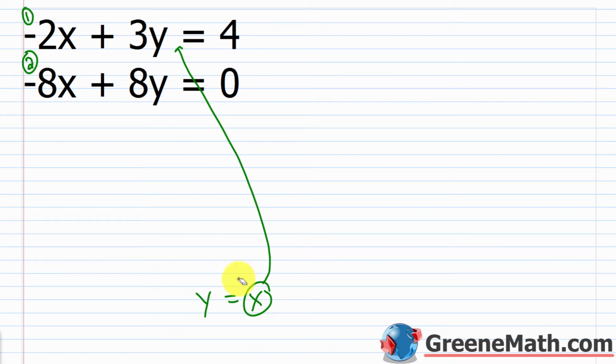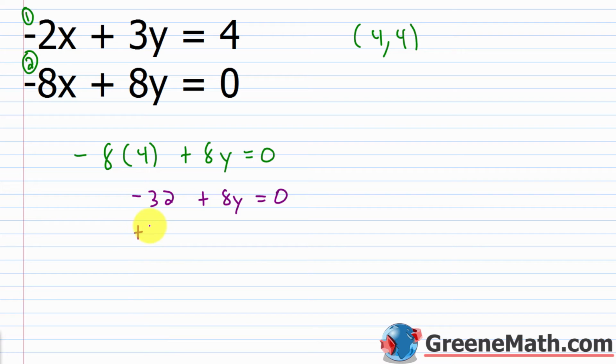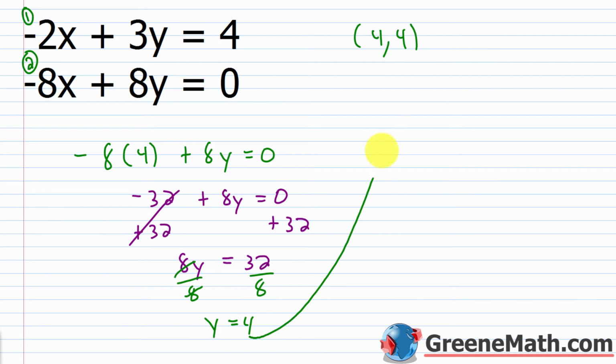So the ordered pair will start out with a value of 4 for x. And I already know that x and y are the same, so I should already know that the y value is 4 as well, right? Well, let's test out that theory. Let's say we have negative 8 times 4 plus 8y equals 0. If I solve for y, negative 8 times 4 is negative 32 plus 8y equals 0. Add 32 to both sides. That'll cancel. You'll have 8y is equal to 32. And of course, if I divide both sides of the equation by 8, I will get that y is equal to 4, right? Which is exactly what I said there.